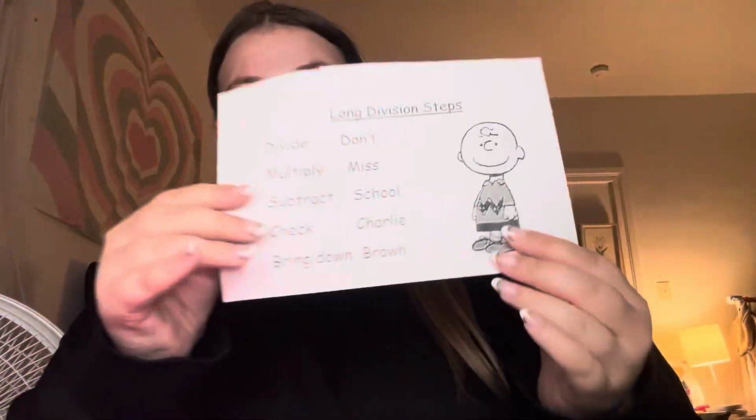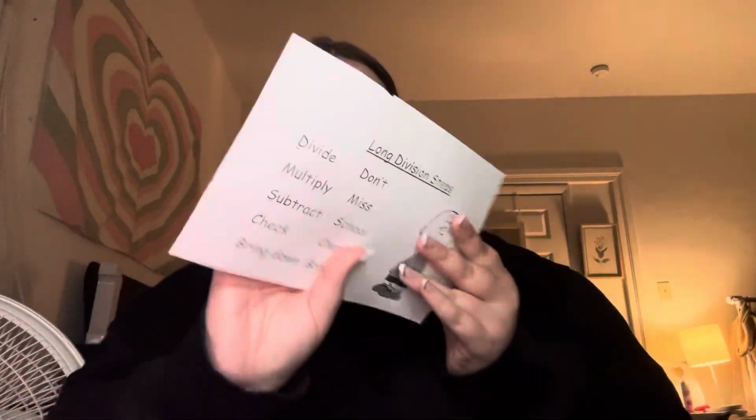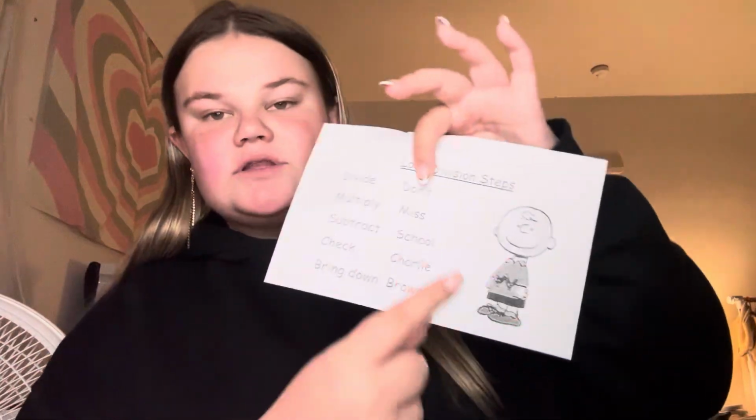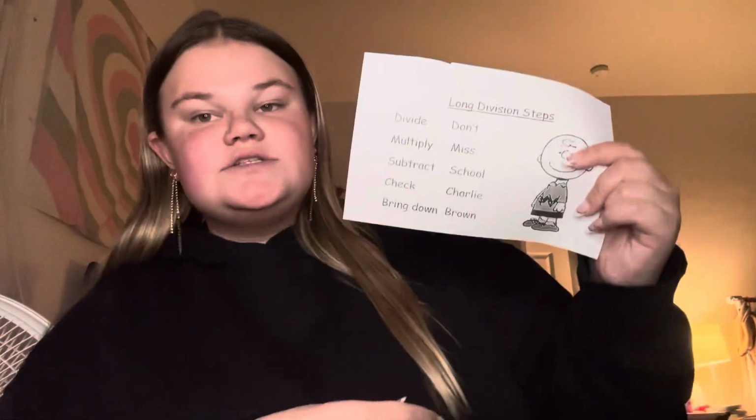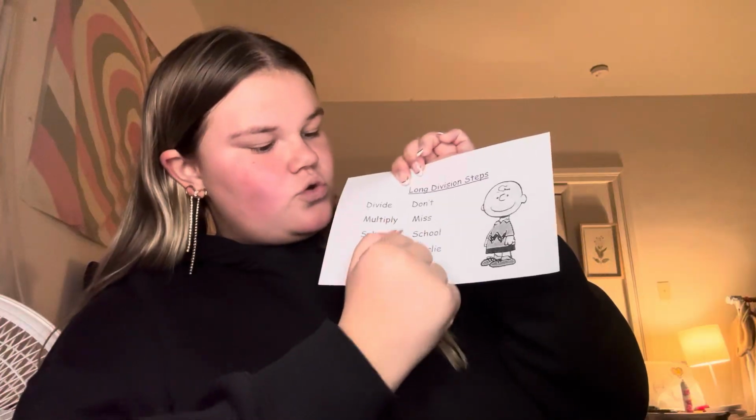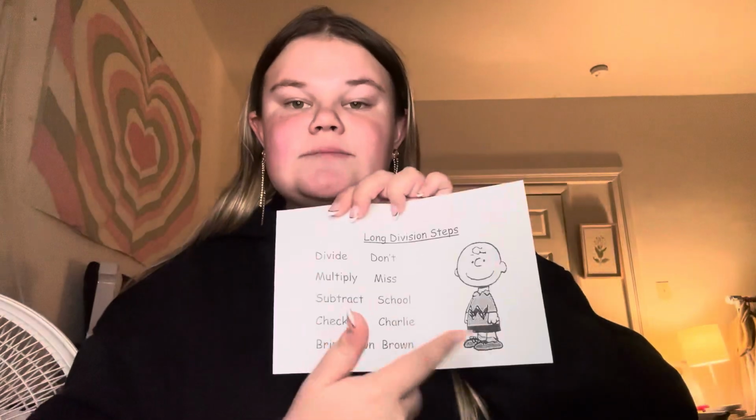So this is our little cheat sheet. You all should have this in your math folder, and we have a little acronym that helps us remember our steps in order of how to divide and do long division. So we have Don't, Miss, School, Charlie Brown. And this is perfect for our month of October, because if any of you have seen Charlie Brown and the Great Pumpkin, I'm sure that's something you can remember.